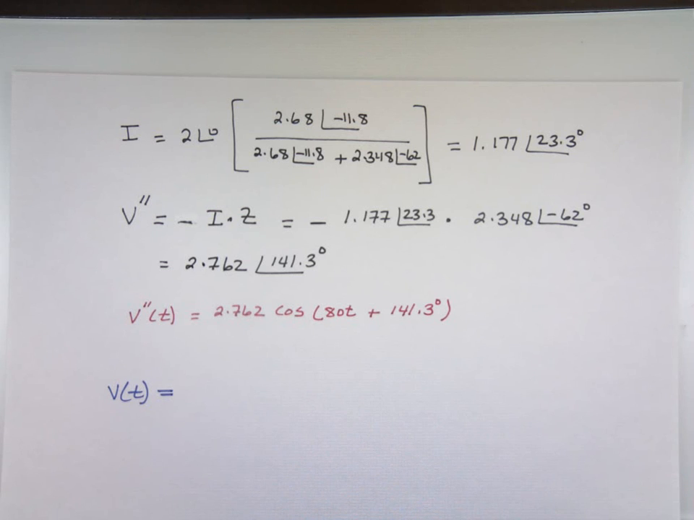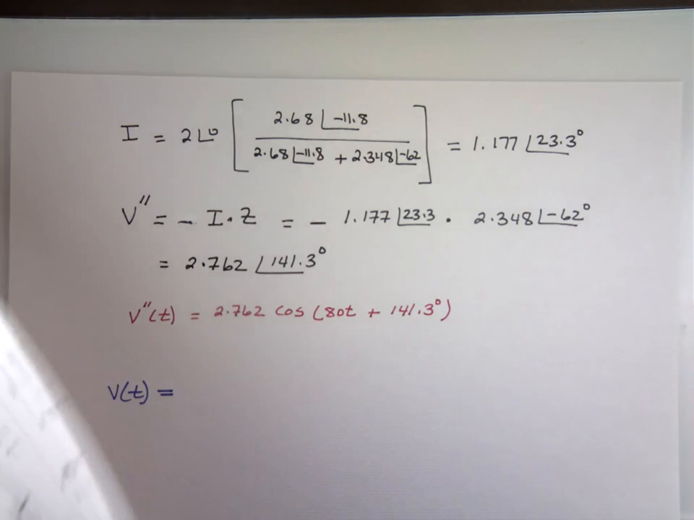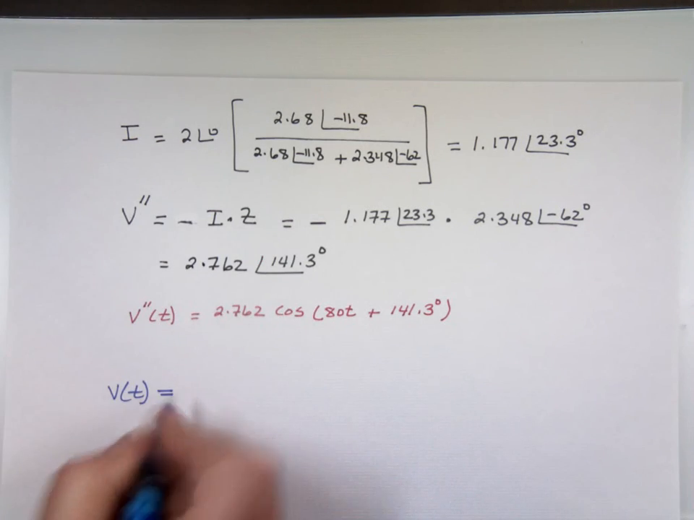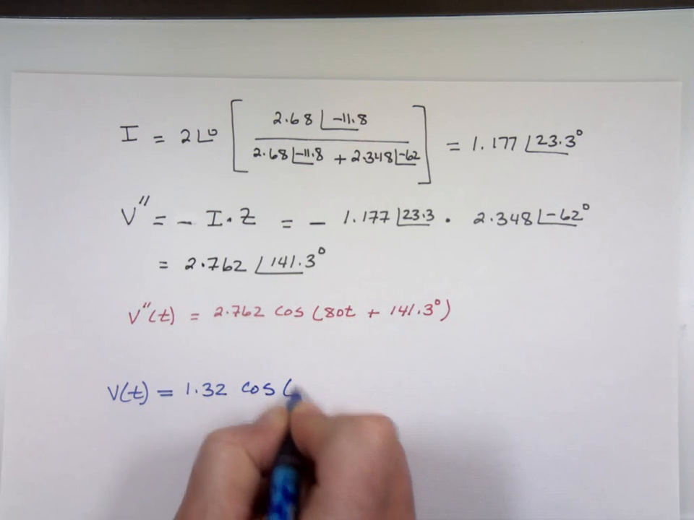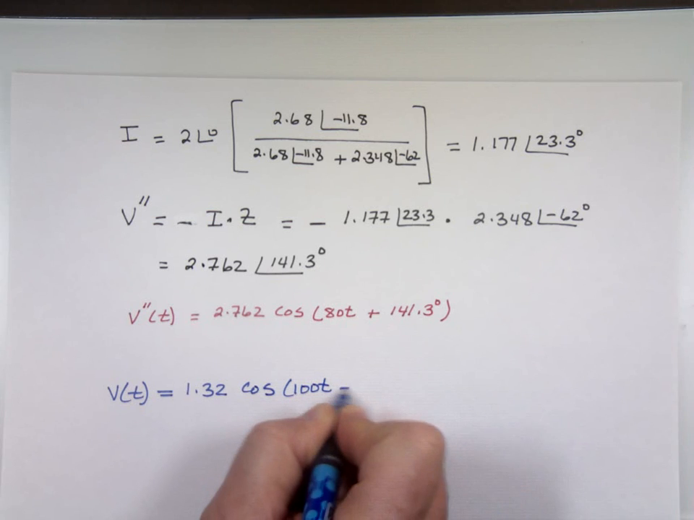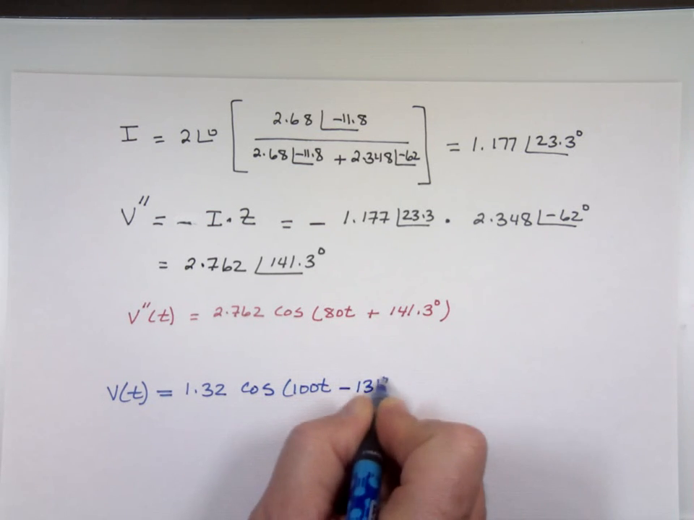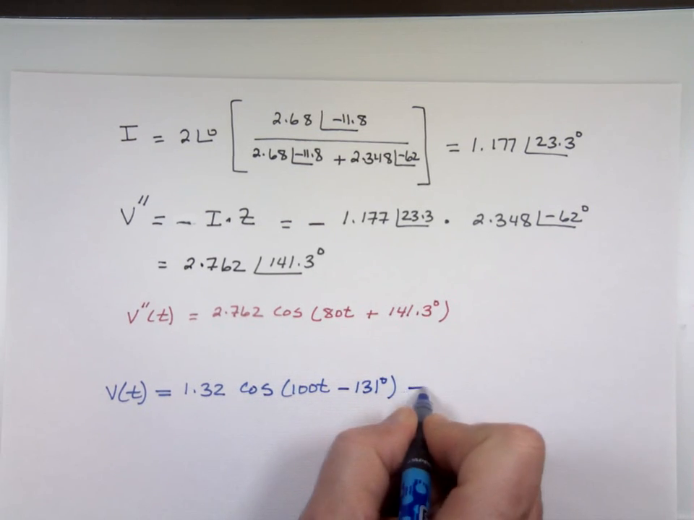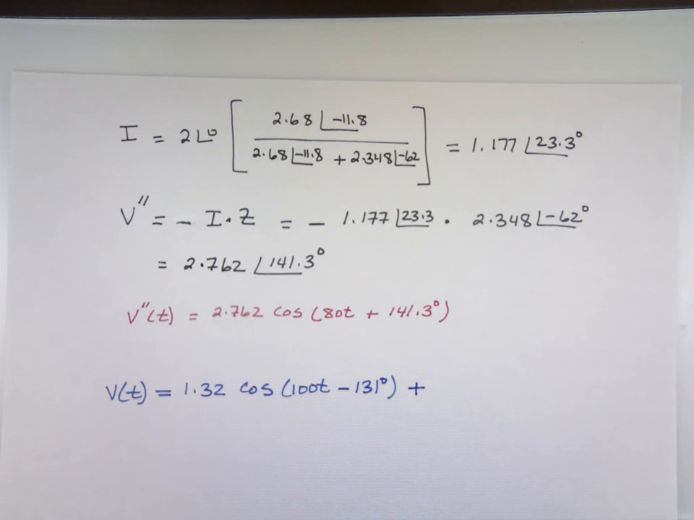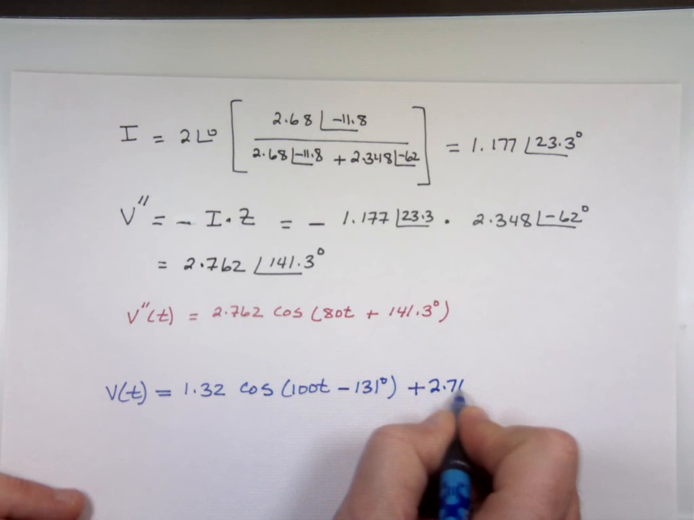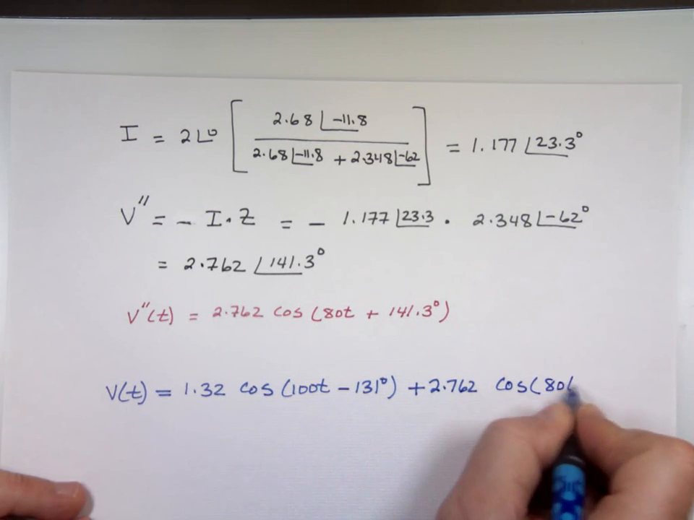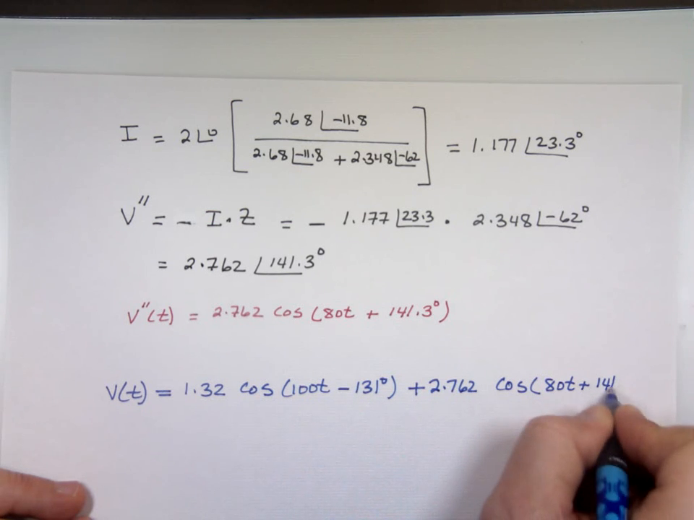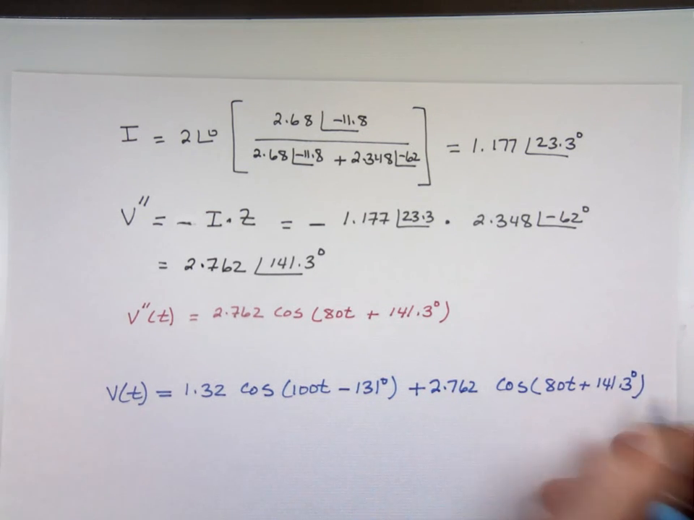The first one was 1.32 cosine(100t - 131 degrees). And the second one, if you add to it this value, which is 2.762 cosine(80t + 141.3 degrees). And that's my final answer, if I push all the right buttons.